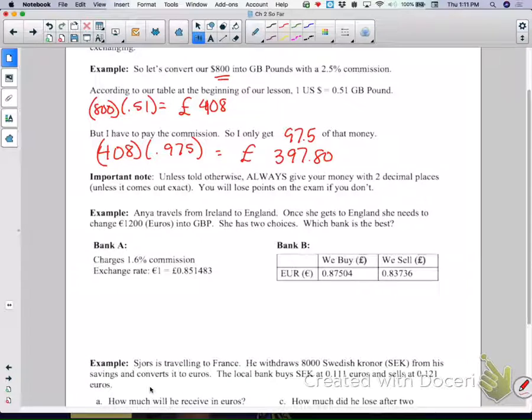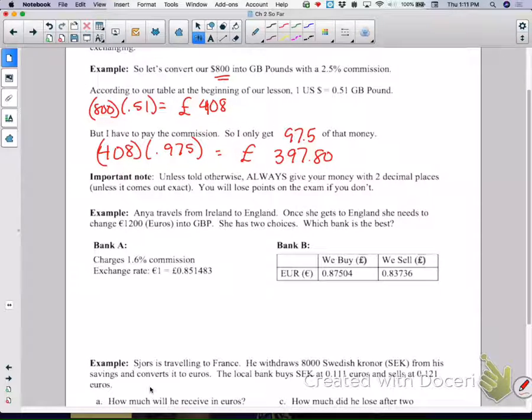One thing I noticed here, Ireland uses their euro symbol at the beginning of their number. We're going to look at France here in a minute. France puts their euro symbol at the end of their money. So the 1.6% commission and the exchange rate.